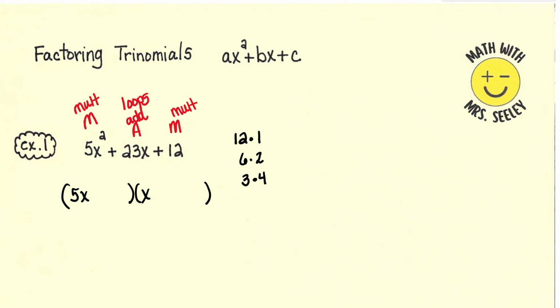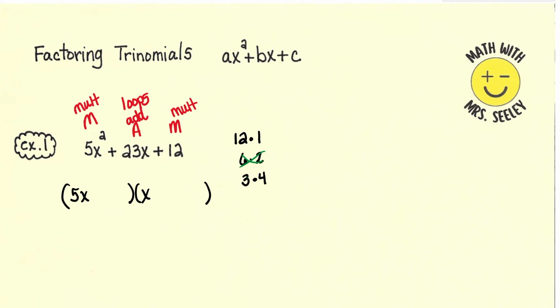Well, let's flip it and make it 2 and 6. All right, let's check the loops again. That's going to be 2 times x. 5 times 6 is 30. And then you ask yourself, is there any way to make a 2 and a 30 get to a 23? And there's not. So 2 and 6 don't work. So we've tried those, not going to use those.